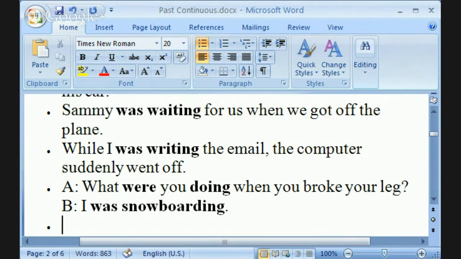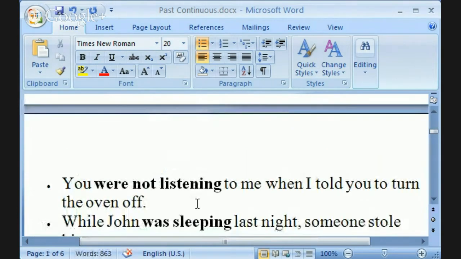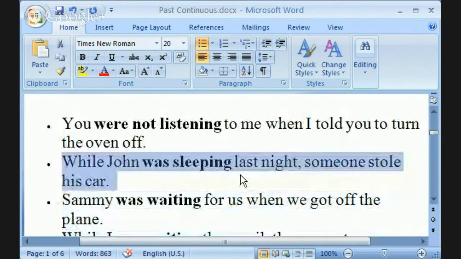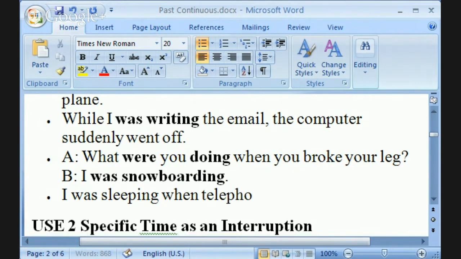All right, let's give this one a try, shall we, Hussein? Try forming me a sentence where one action interrupts another action of duration. Give it a try. I was sleeping when telephone ring it.